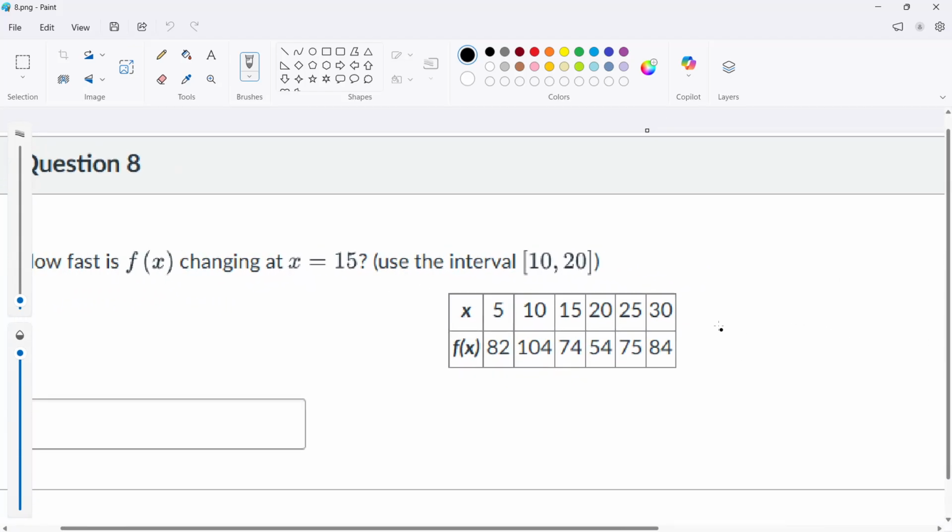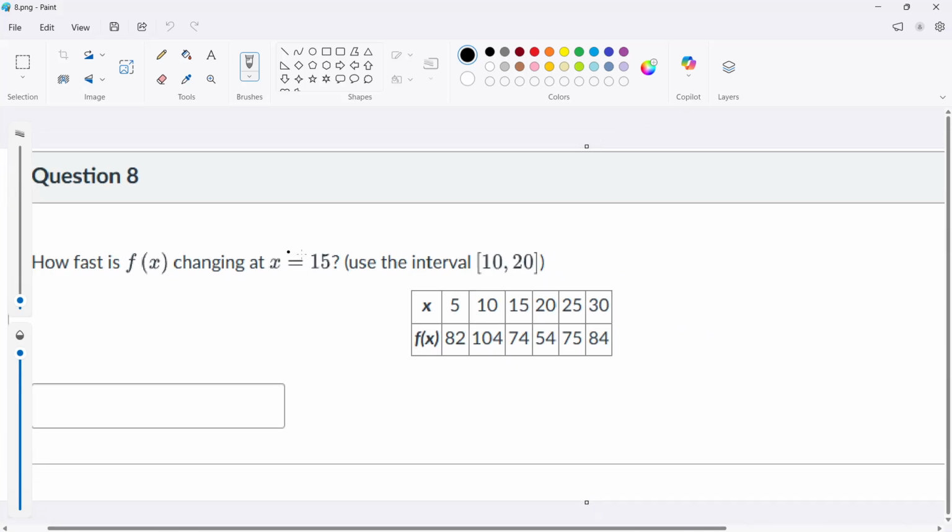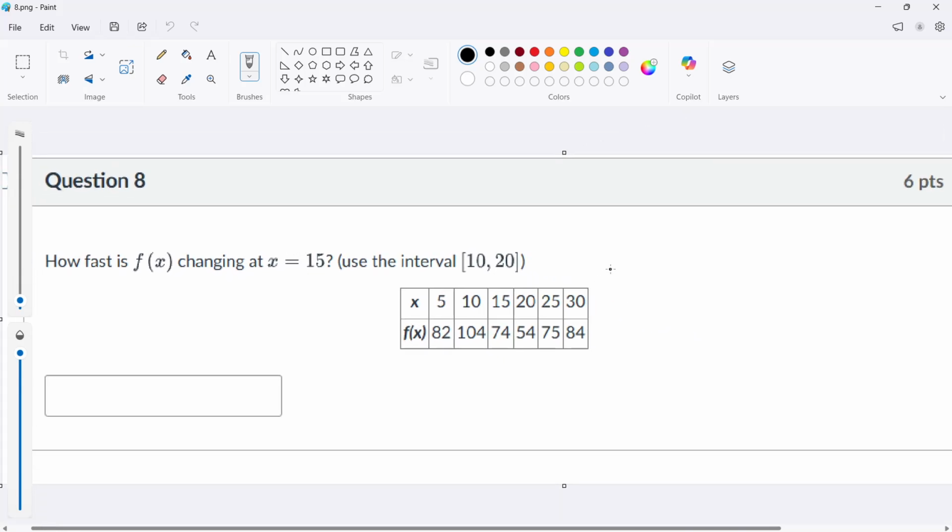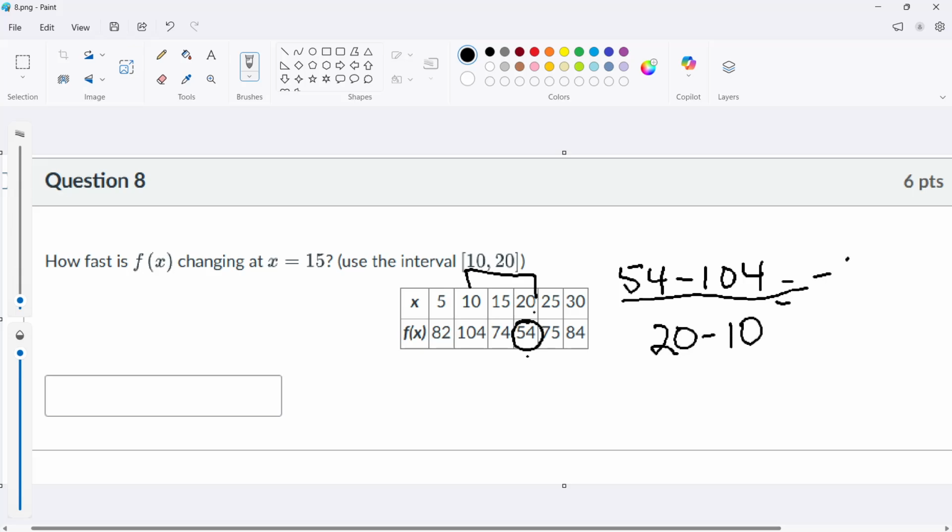How fast is f of x changing at 15? Use the interval 10 to 20. So I'm going to estimate it. I do the value of the second one, 54, minus the value of the first one, 104. So x equals 10 is the first point, x equals 20 is the second point, divided by the x's, the second one minus the first one. So 54 minus 104 is negative 50, 20 minus 10 is 10, negative 50 over 10 is negative 5. So its rate of change is negative 5.